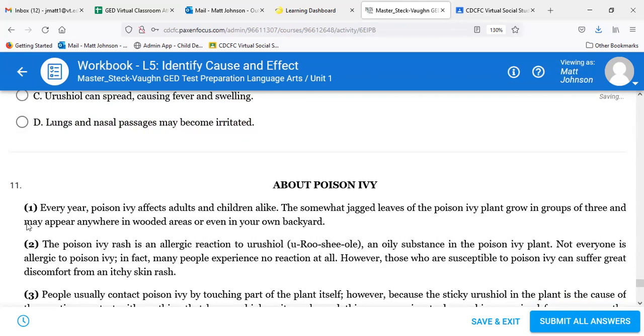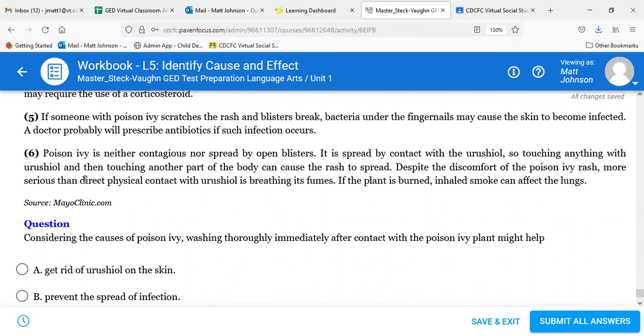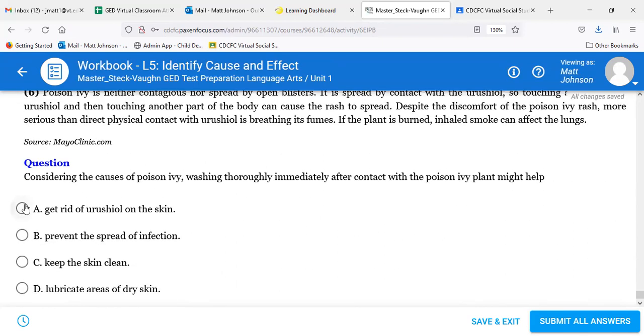And then finally, 11, this is the last one. Considering the causes of poison ivy, washing thoroughly immediately after contact with the poison ivy plant might help A, get rid of the oil on the skin, B, prevent the spread of infection, C, keep the skin clean, D, lubricate areas of dry skin. I got A. Right, that's the most direct thing, is getting rid of the oil, so then you don't spread it.